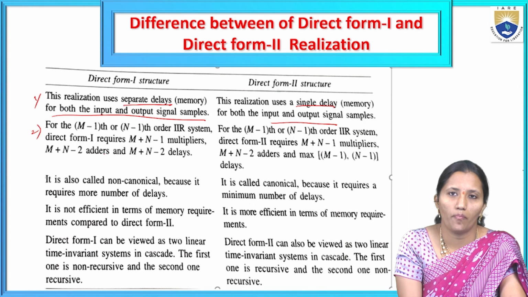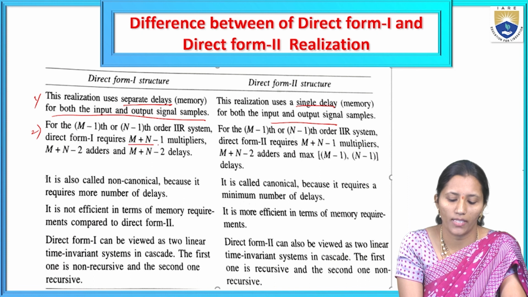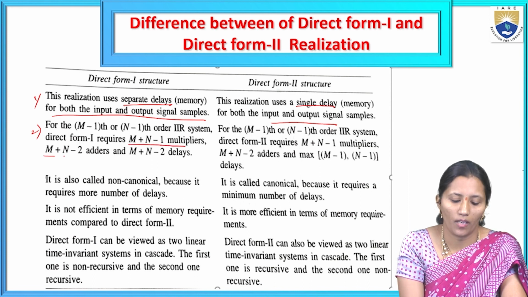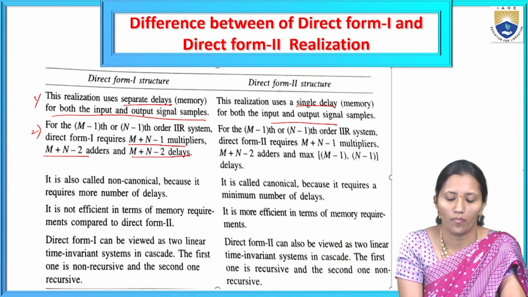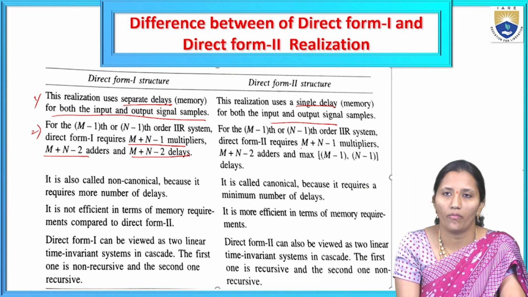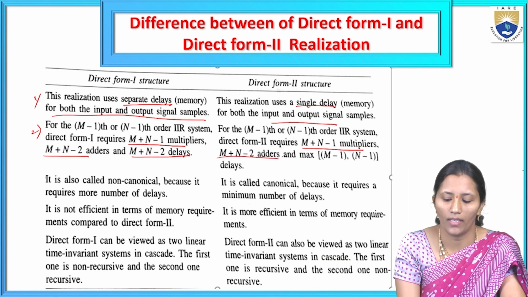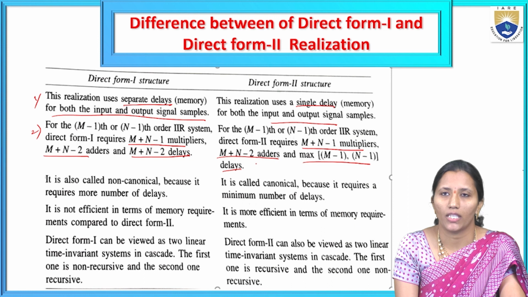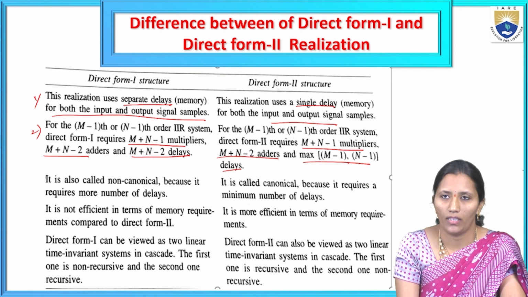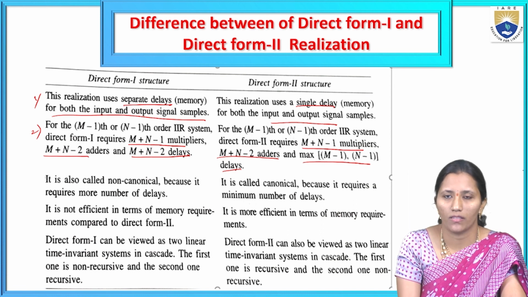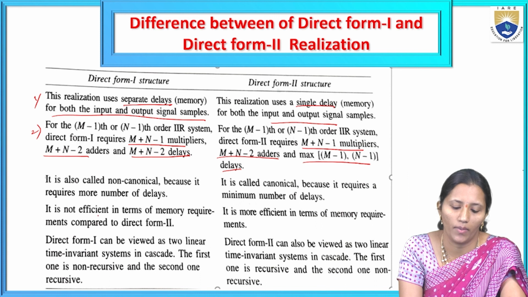For an Nth order IIR system, direct form 1 requires M plus N minus 1 multipliers, M plus N minus 2 adders and M plus N minus 2 delay elements. Whereas in the direct form 2 structure, for the same order IIR filter, it uses the same M plus N minus 1 multipliers and the same number of adders, but we are reducing the delay elements, that is the maximum of M minus 1 and N minus 1 delays, based on the order of the numerator and the order of the denominator. We are reducing the number of delay elements from direct form 1 to direct form 2.